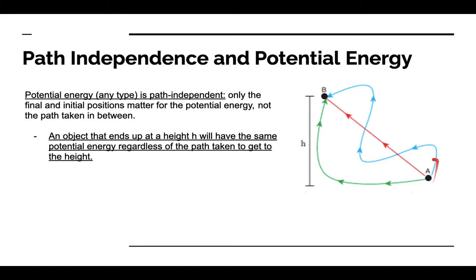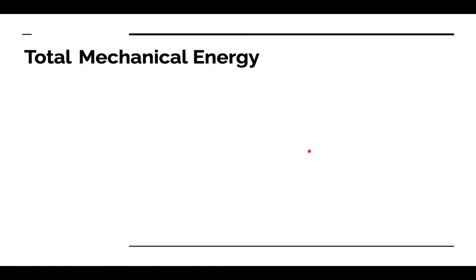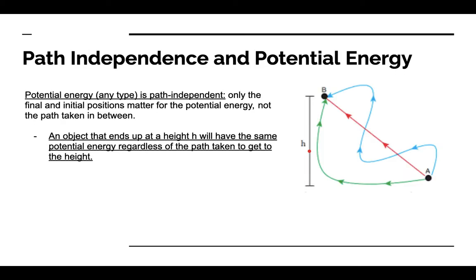So if we start out at A and we lift up our object at height h to B, that object will have the same potential energy as their height is the same, regardless if they take the green path, the red path, or the blue path to get to B, as regardless of the path taken, they all end up at the same height h. I'll give you a second to write that down, or pause if you need be.